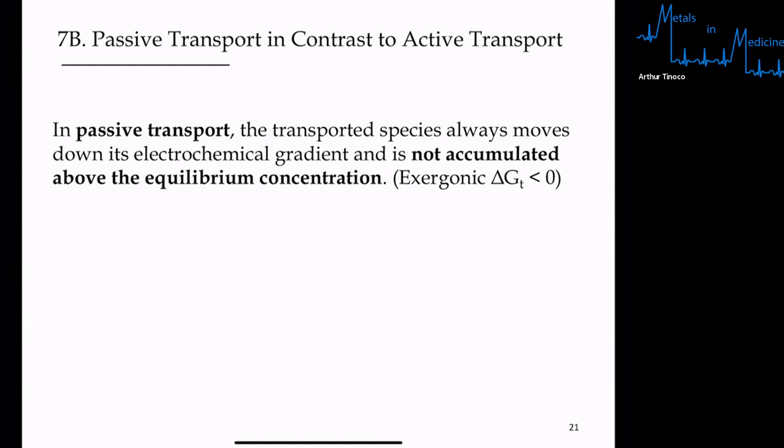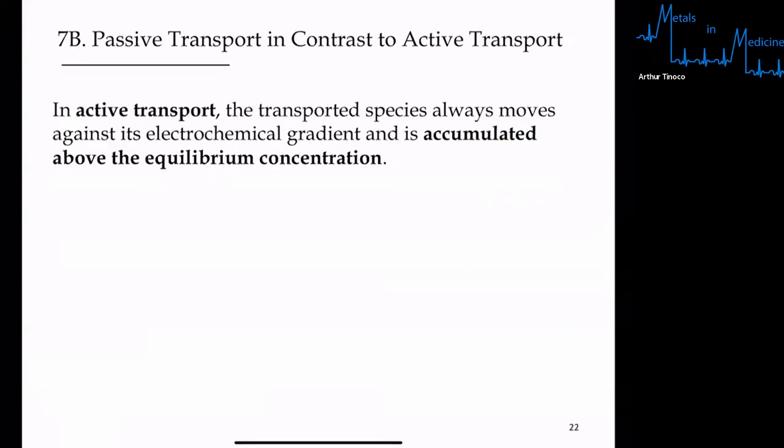So now when we're talking about passive transport, again, we're moving along the chemical or the electrochemical gradient, and so at the end, you're going to have a system that's not accumulated above equilibrium concentration. When you're looking at the Gibbs free energy, delta G is going to be less than 0. Anything that's less than 0 is a process that's thermodynamically favorable, so exergonic.